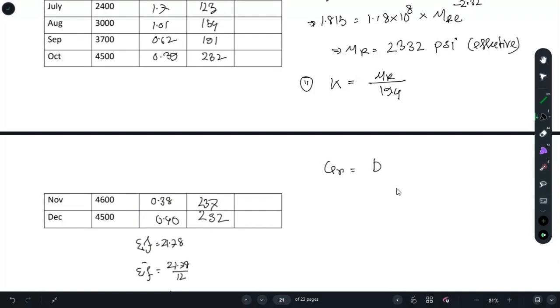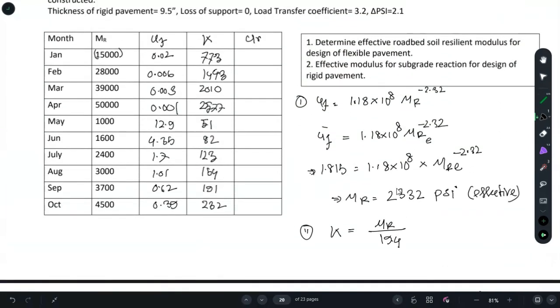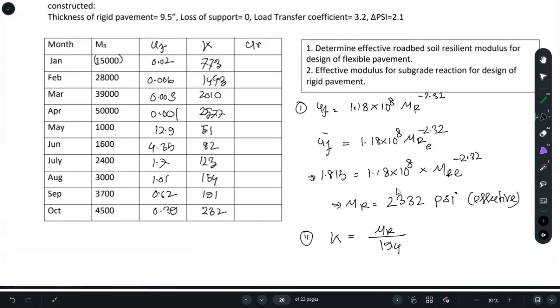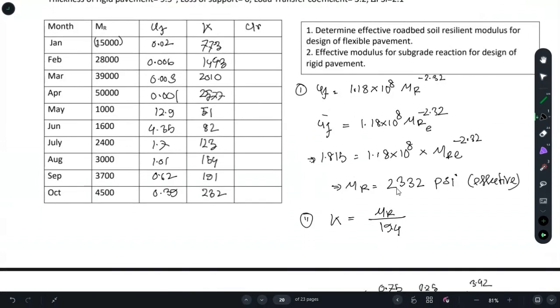d, this is the depth of your concrete slab, to the power 0.75 minus k to the power 0.25, multiplied by 0.39, and the quantity will be raised to the power 3.42. And in our case, the thickness of the rigid pavement is 9.5 inch.